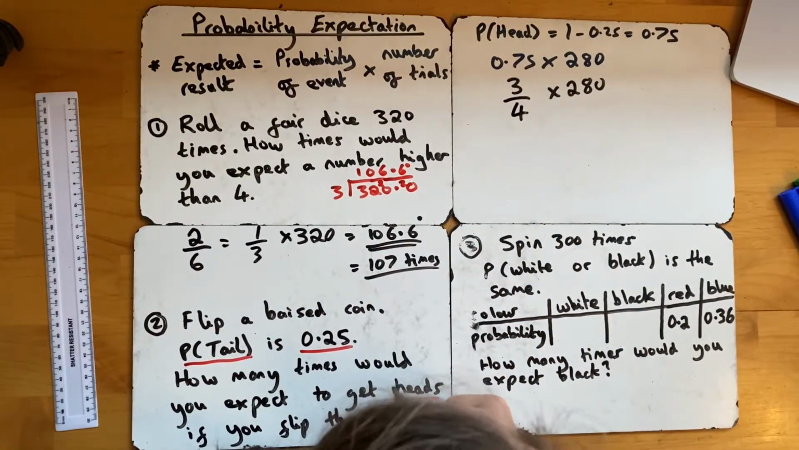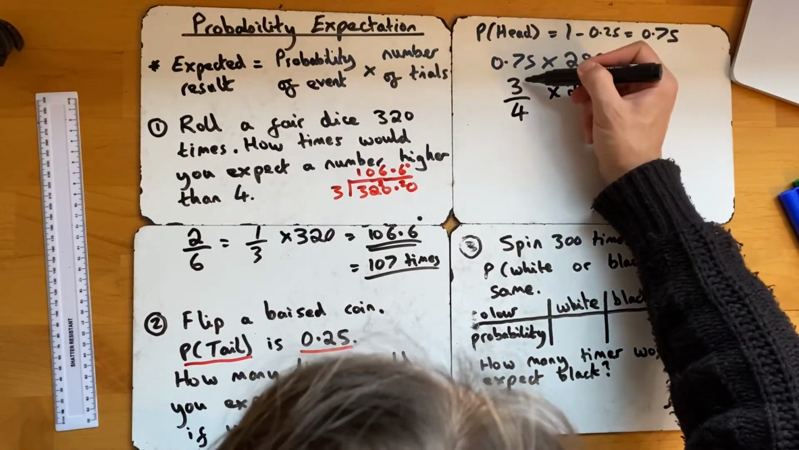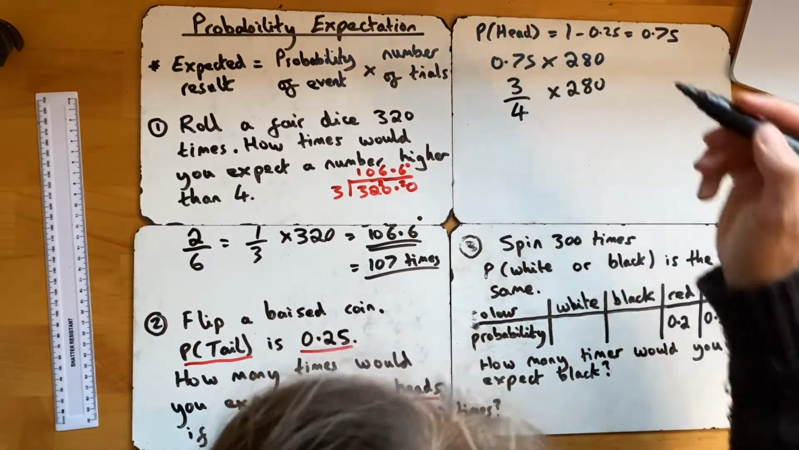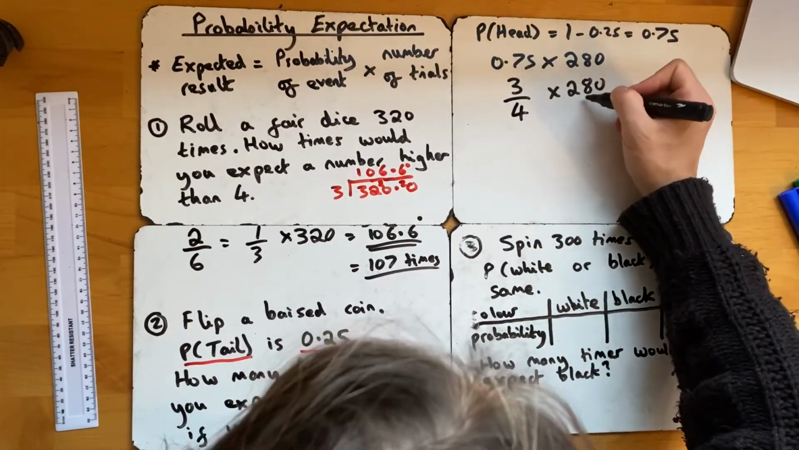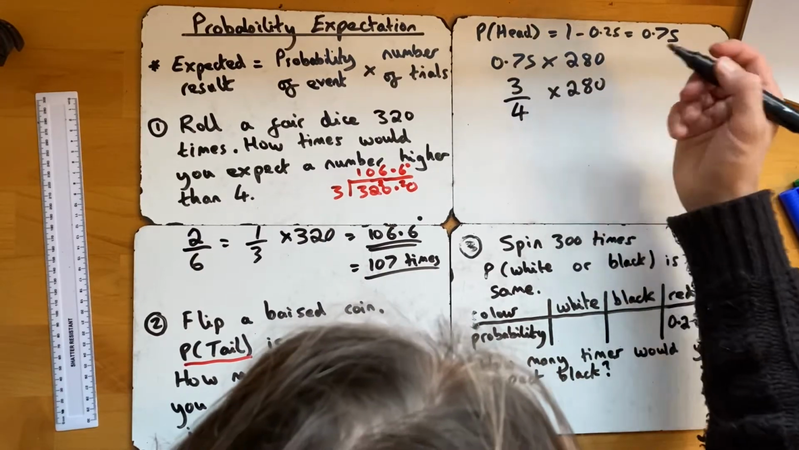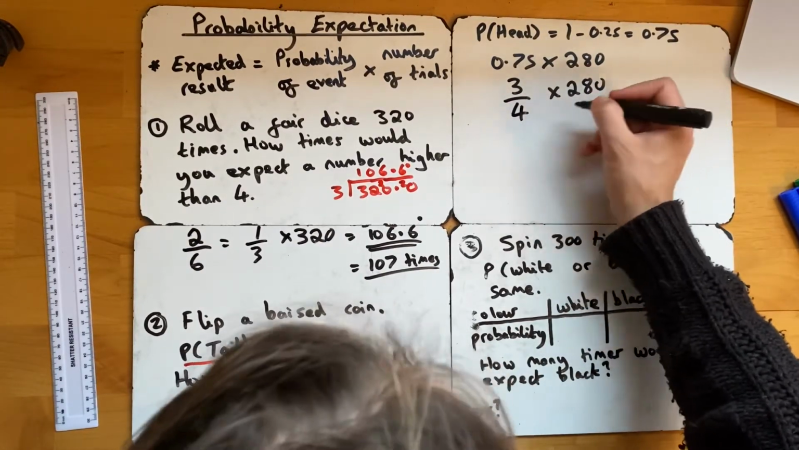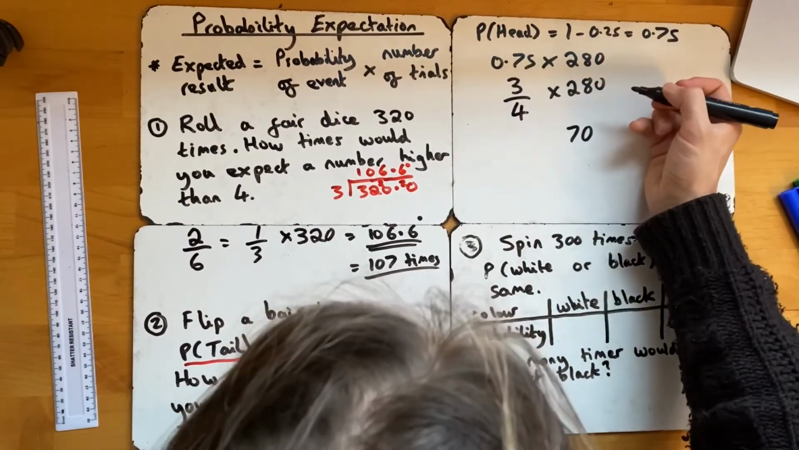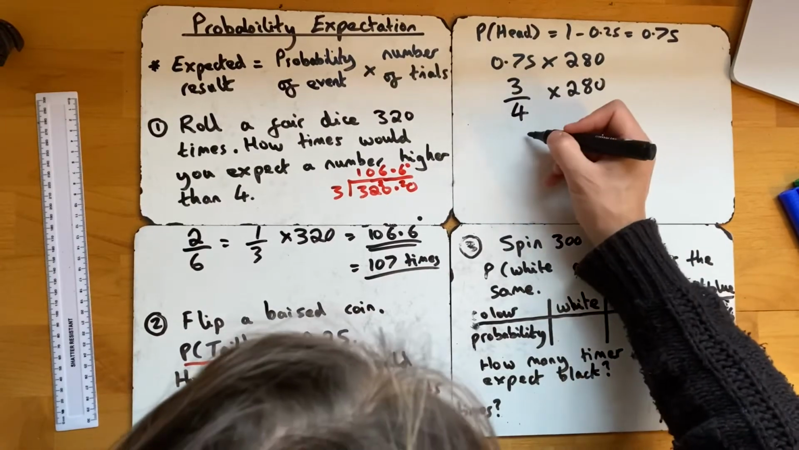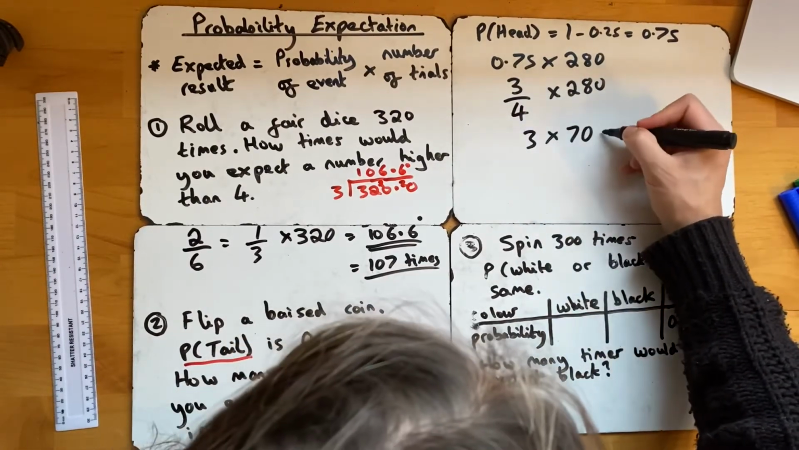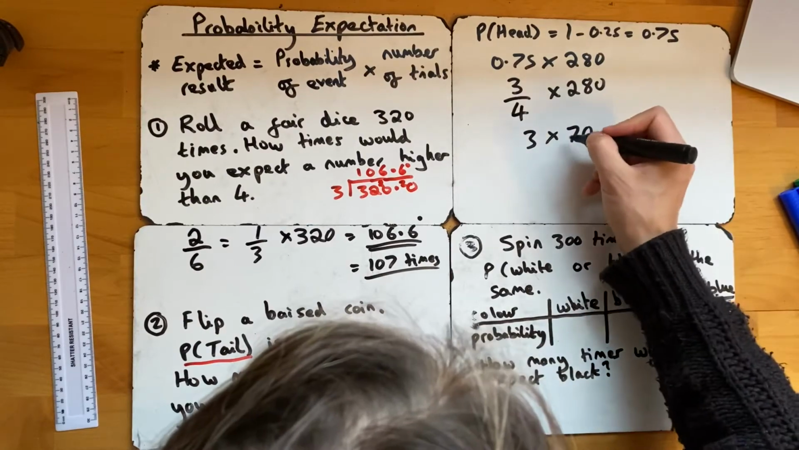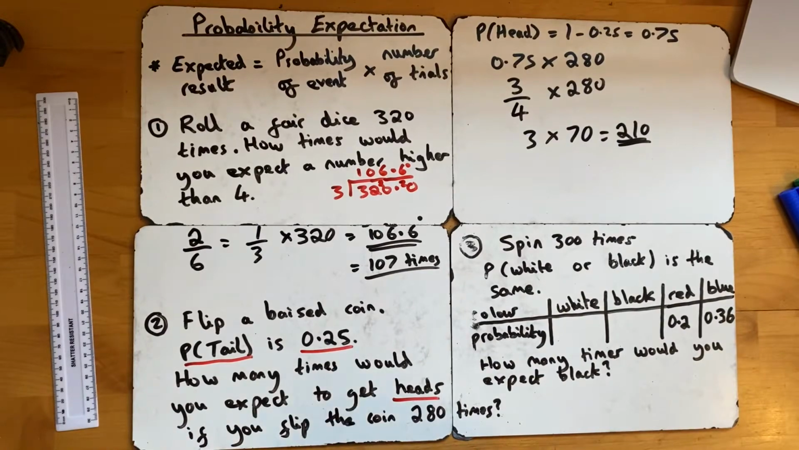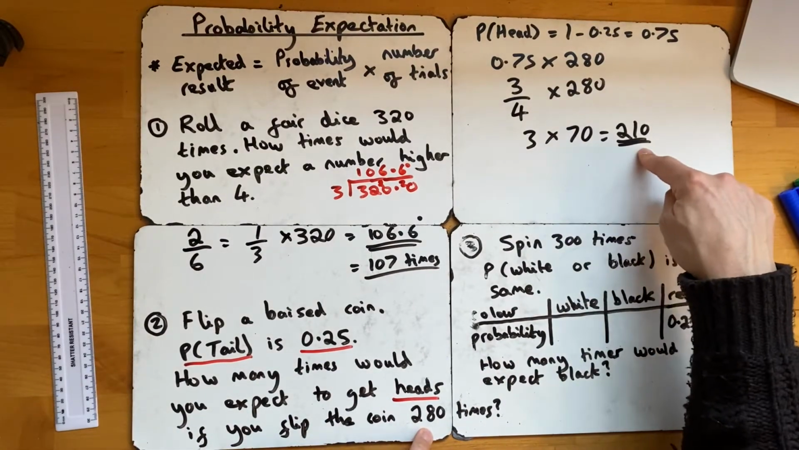What makes it easier to do. So you can either do 280 times by 3 and then divide by 4, or you can do it the other way and get the same answer. 280 divided by 4. Well, 28 divided by 4 is 7. So if I put 7 here, we still got the 0, so it's 70. And we've divided by 4 now, so all we've got left to do is times it by 3. So your answer is 7 times 3 is 21. Add the 0, 210. So the amount of times you expect heads to come up would be 210.